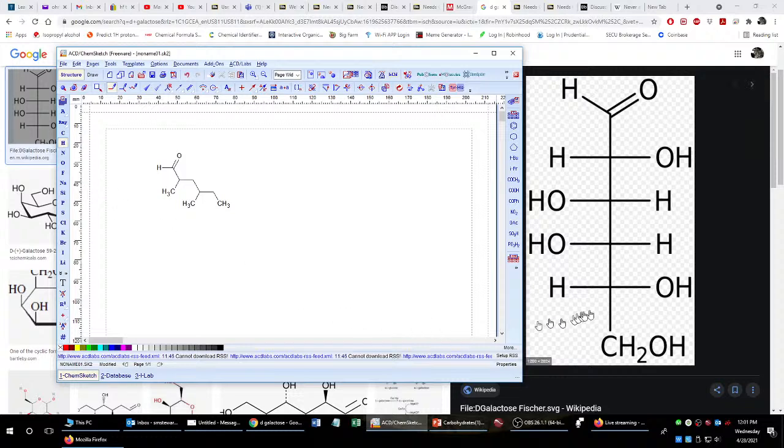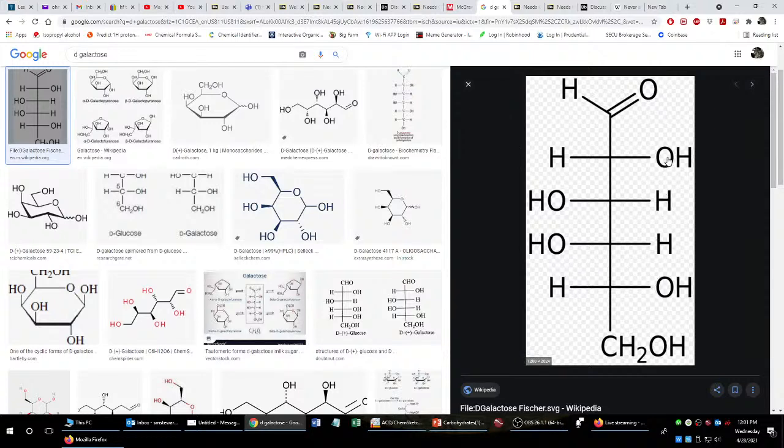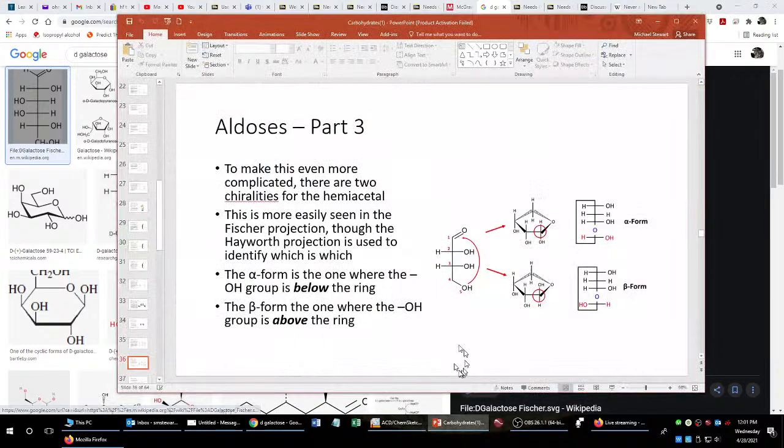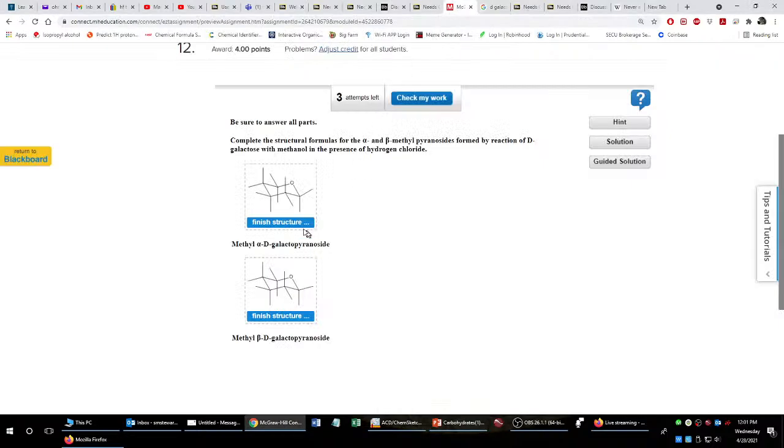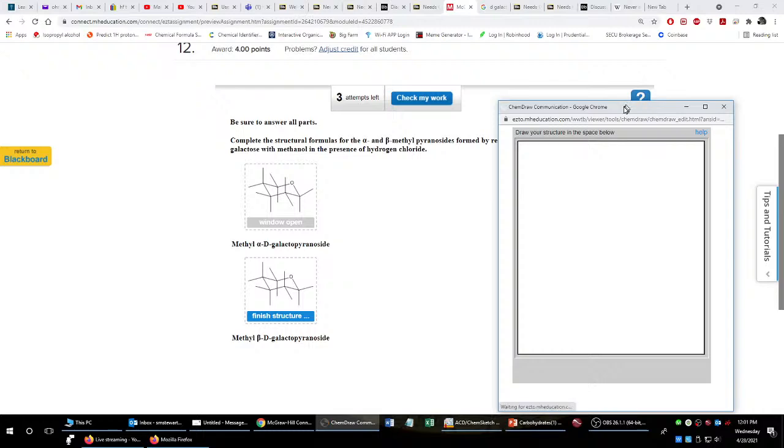Okay, so when we get done, what we're looking for is a ring where we've got two oxygens on one side, two oxygens on the other, and the choice of whether it's an alpha or beta is based on where this OH group is relative to the oxygen. So when this loops around, this oxygen here attacks this oxygen. If the OH group is up, it's a beta form. If it's down, it's an alpha form. So they've kind of given this to you already, so we can start with this first structure here.